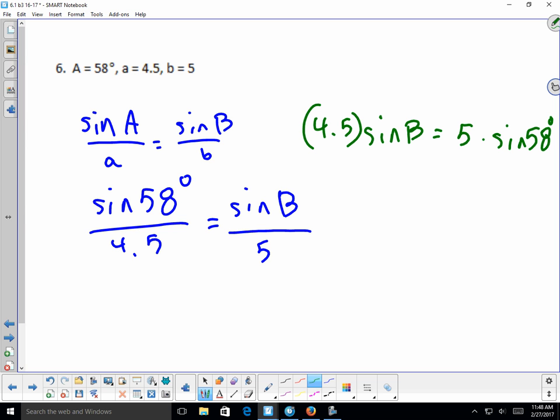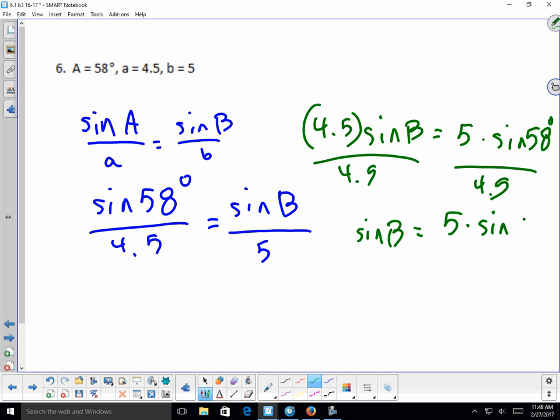Is this just like proportions, I guess? So, I mean, the law of sines looks kind of like proportions. Okay. And so we divide both sides by 4.5, and then we find out that the sine of angle B is equal to what when we do this? 5 times sine of 58 degrees over 4.5. What did we get? I think we got 0.942. Sine of B turned out to be 0.942.